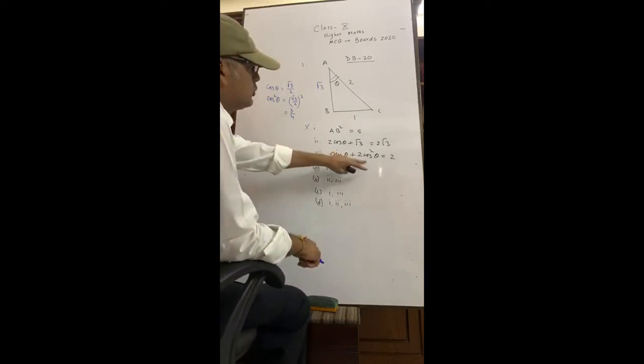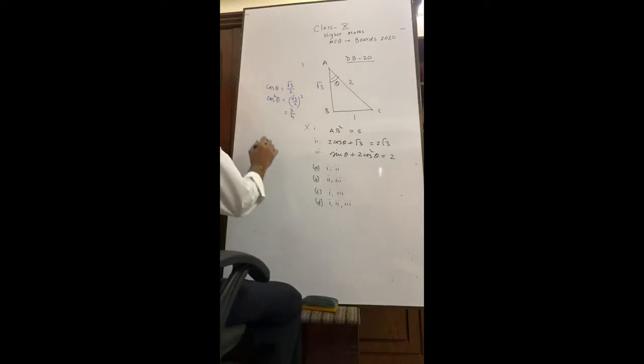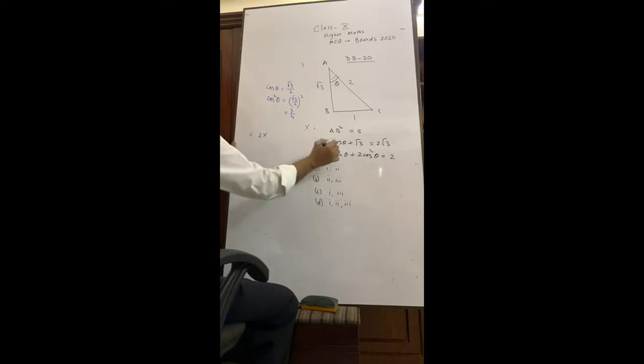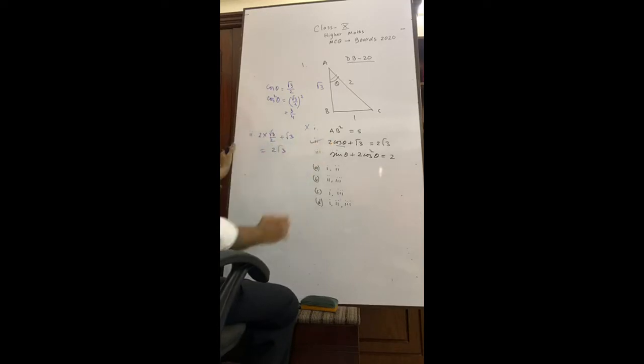Now try statement 2. 2 cos theta means 2 times root 3 by 2 plus root 3, which is root 3 plus root 3, equals 2 root 3. This is right. Now number 3.